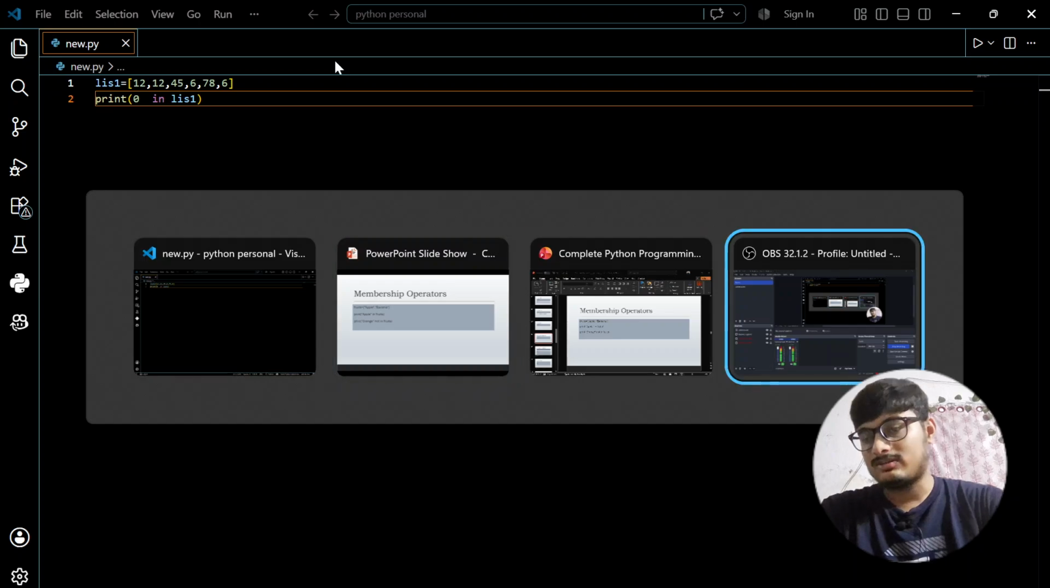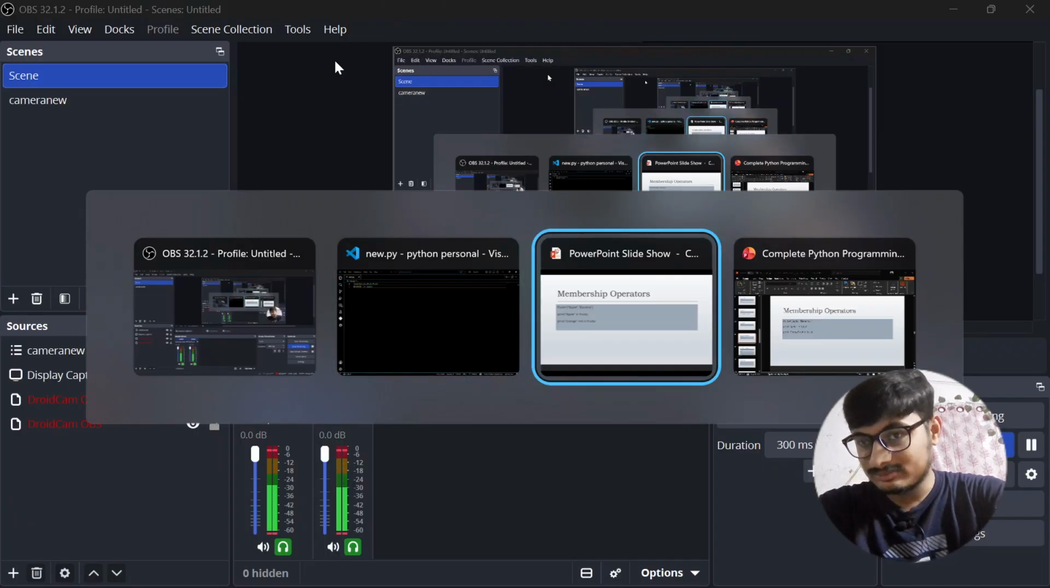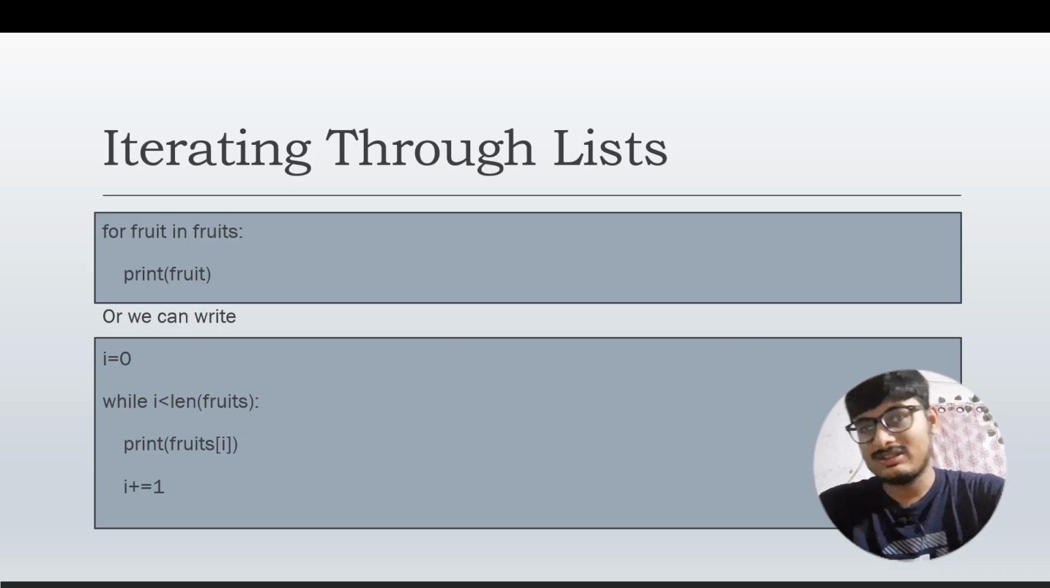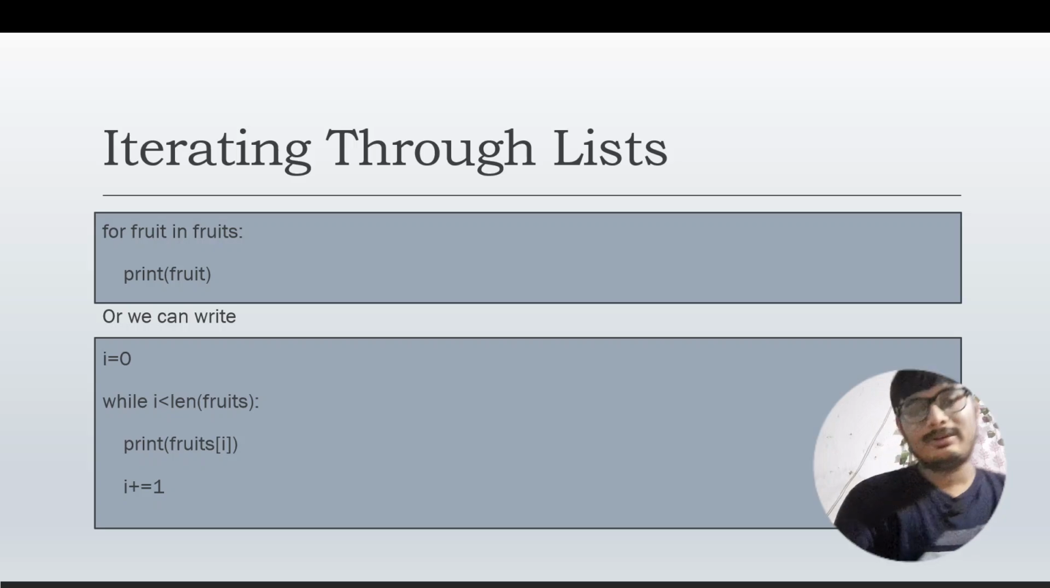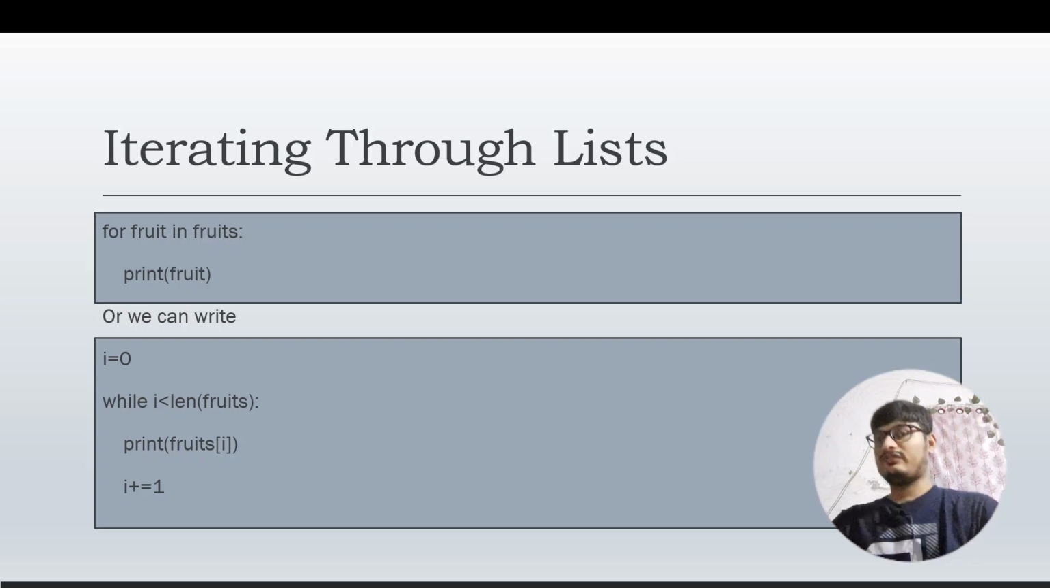Okay, now let us move on to the next part, which is iterating through a list. How can we iterate through a list? It means how can we print, suppose, each element of the list.